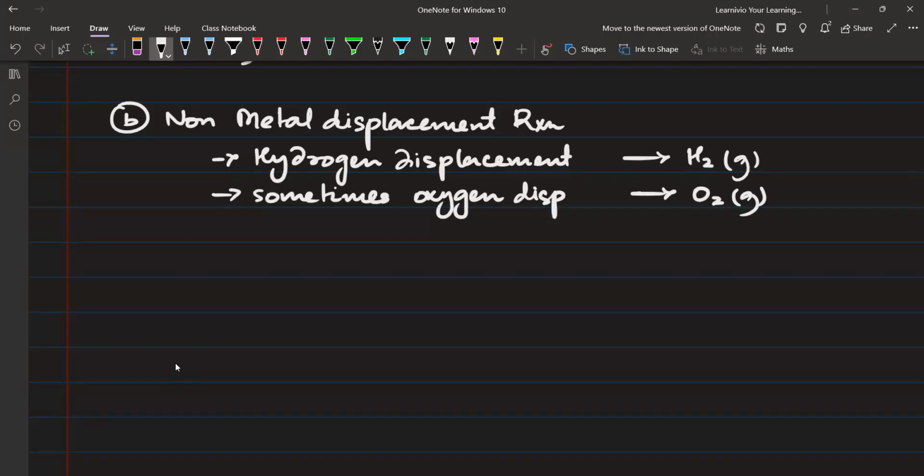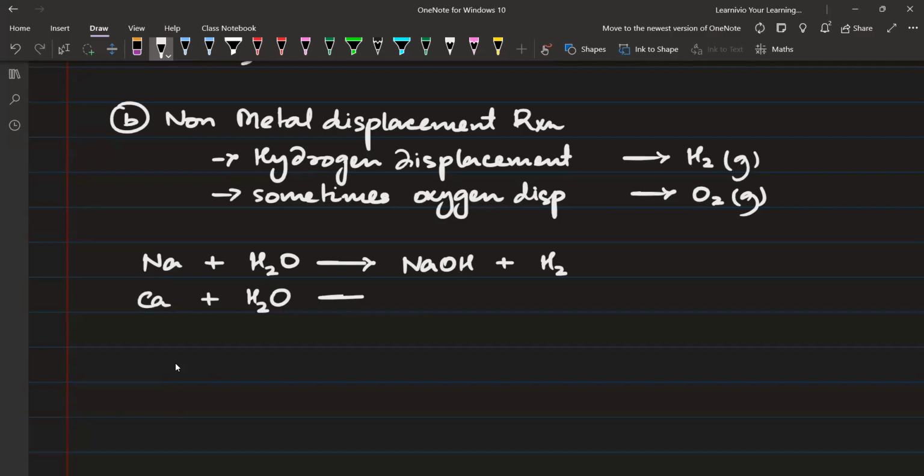For example, you have sodium plus H2O will give you sodium hydroxide plus hydrogen gas. Okay, so what happened here, we call this, because you got H2 as a product, that means it is a metal. See here, a metal has not been displaced by a non-metal, but by definition it is this hydrogen displacement or sometimes oxygen displacement. Okay, you will get H2 gas or else O2 gas. For example, similarly you can have other metals. Calcium plus H2O will give you calcium hydroxide plus H2 gas.